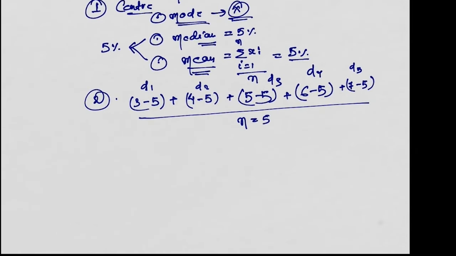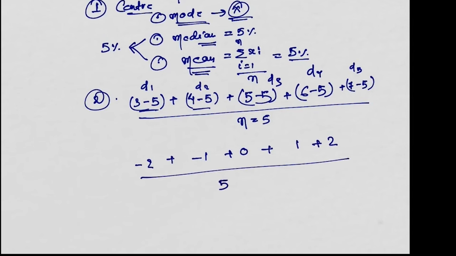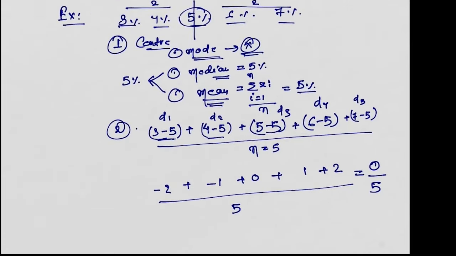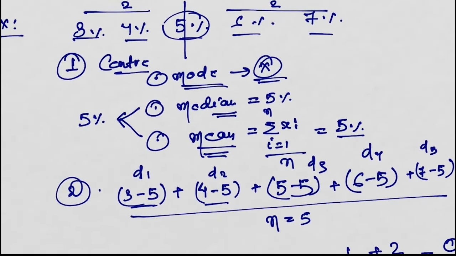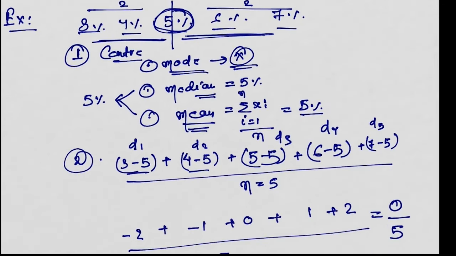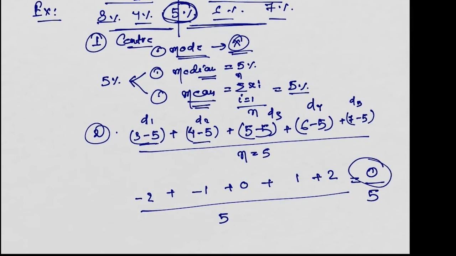Now, if you do this, it will give you minus 2, minus 1, 0, 1 and 2 divided by 5. If you do the proper math, you will get the numerator as 0 divided by 5. Now, if you look into the data, there actually is a dispersion in the data. 3 is not equal to 5, 4 is not equal to 5, 6 is not equal to 5, 7 is not equal to 5. There is a dispersion in the data on the left and the right side. However, I am getting the value as 0.